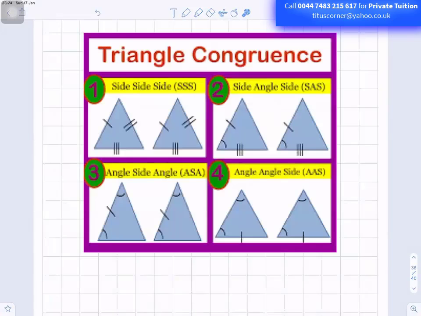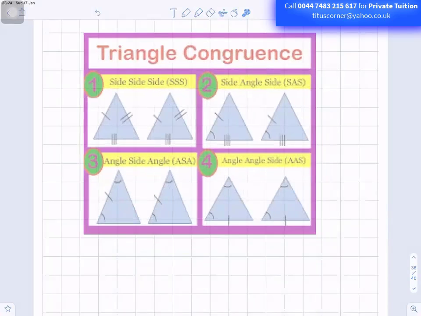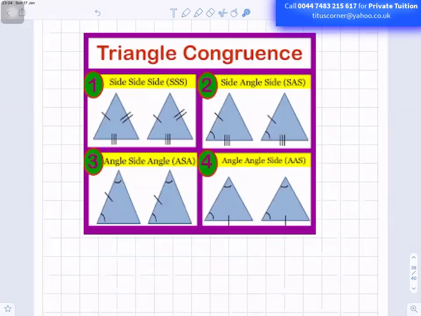So these are some of the things you look for when you want to compare if two triangles are congruent. So triangle congruence. You can use side, side, side. That means 3 sides are the same. The triangles are congruent. That's one pair of sides the same, second pair of sides the same, third pair of sides the same. So they are congruent. 2 triangles, side, side, side.